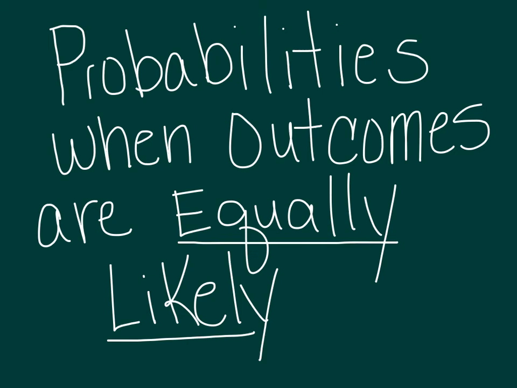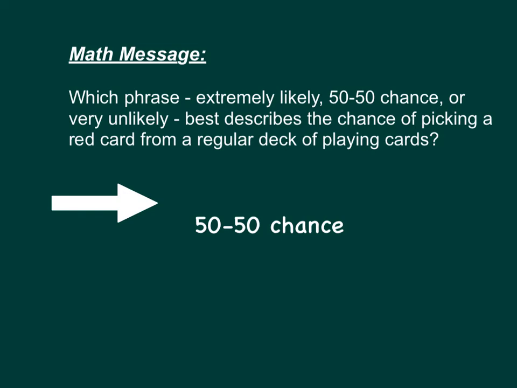Hello. Today we're going to talk about probabilities when outcomes are equally likely. Our math message today is: which phrase, extremely likely, 50-50 chance, or very unlikely, best describes the chance of picking a red card from a regular deck of playing cards?